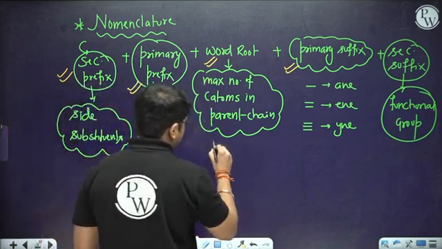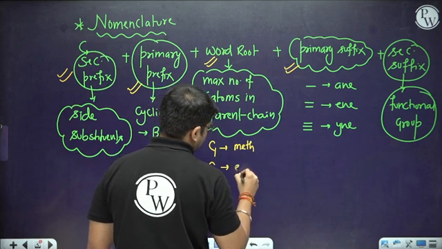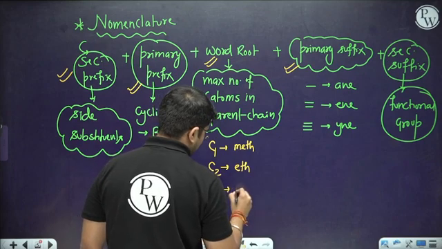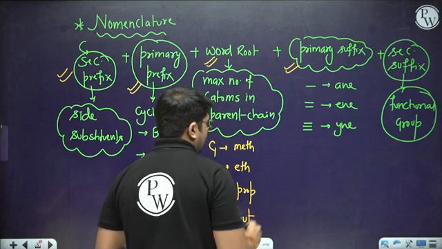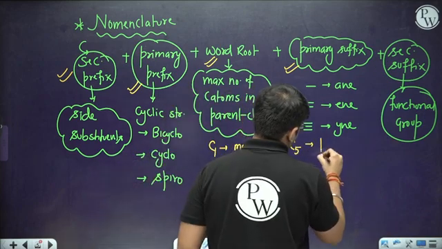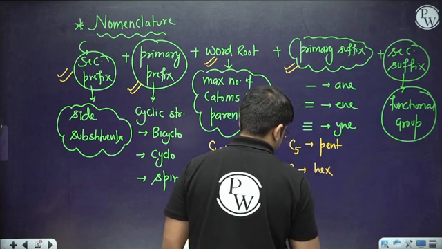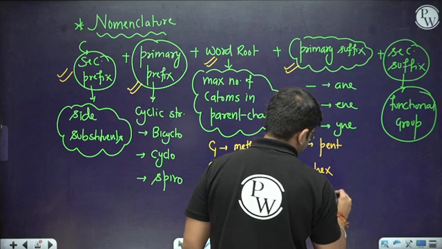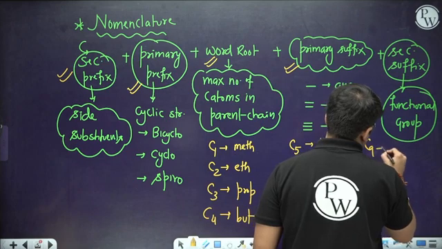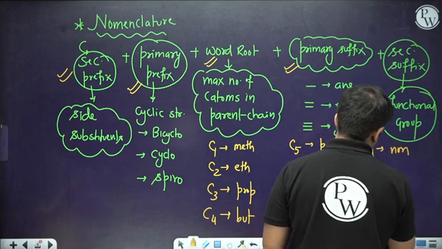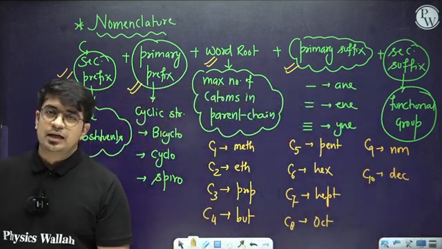In case of C1, it's going to be meth. In case of C2, it's going to be eth. C3, prop. C4, but. C5, pent. C6, hex. In case of 7, it's going to be hept. In case of 8, oct. In case of 9, non. And in case of 10, dec. Okay, that's how we can use these types of word roots.